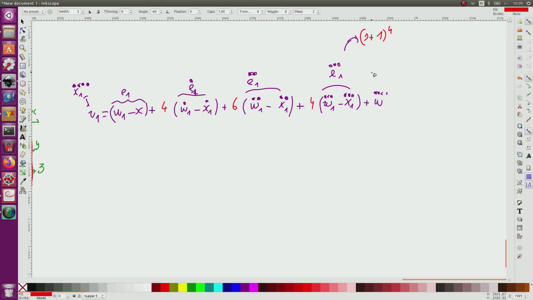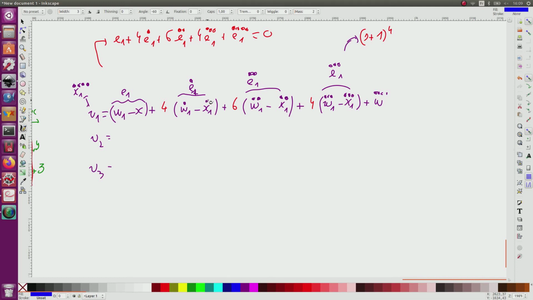Indeed, in this case, the error will satisfy the differential equation E1 plus 4 E dot 1 plus 6 E dot dot 1 plus 4 E dot dot dot 1 plus E 4 times. This is equal to 0, and it will converge to 0. So I can do the same for V1, the same for V2, and for V3.